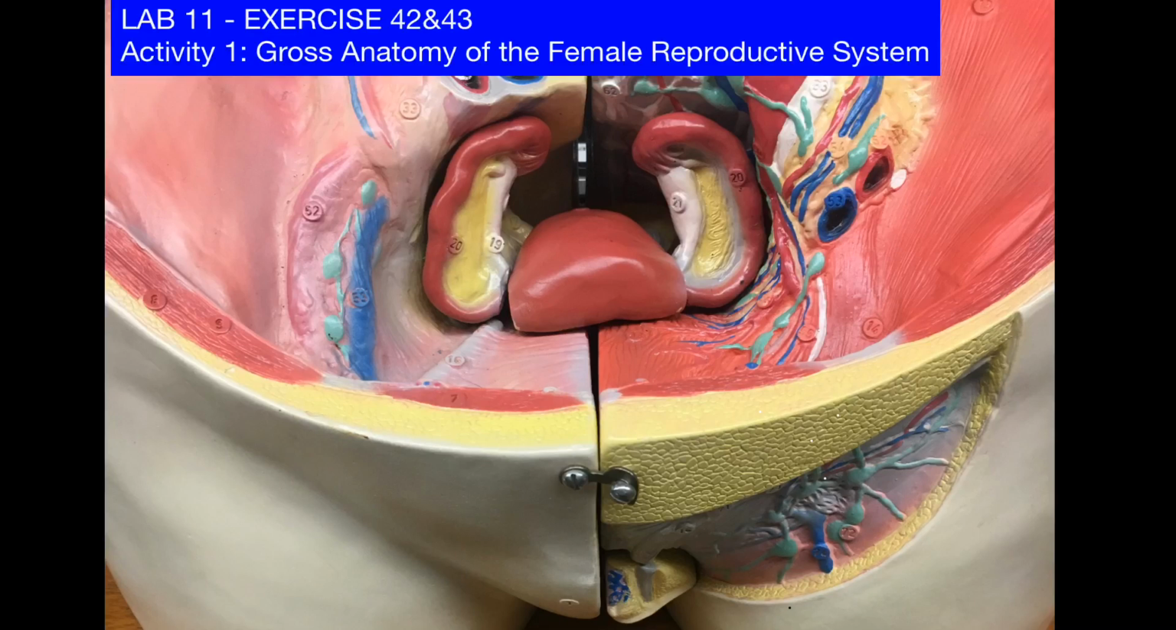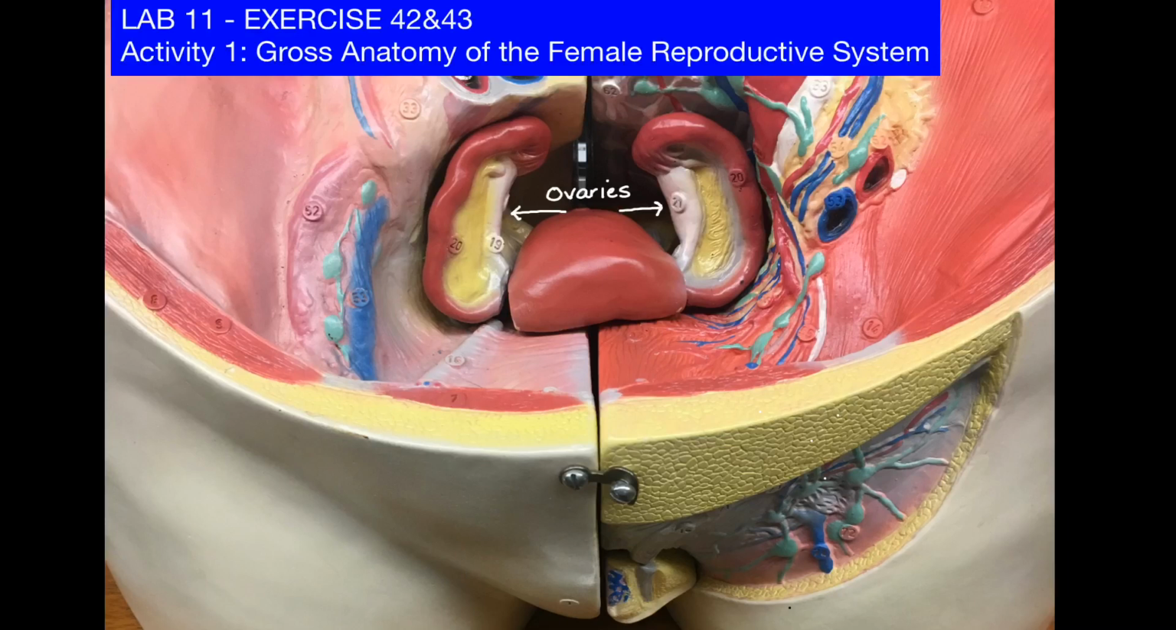We're going to start out with gross anatomy, and just like I did for the male reproductive system, we're going to start where our gametes are formed, and follow their path through the system. So remember, our gametes or sex cells are formed in our gonads. And for females, these gonads are called the ovaries.